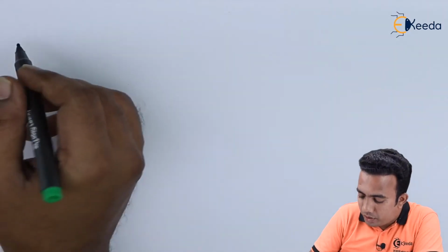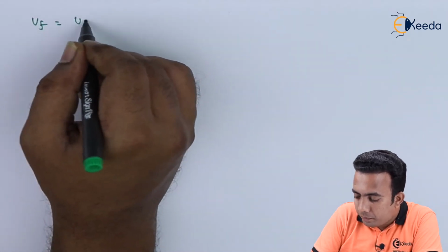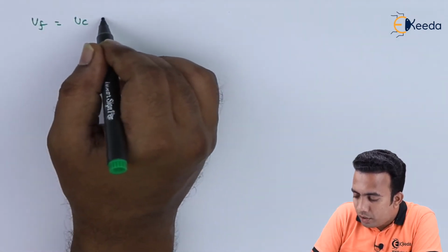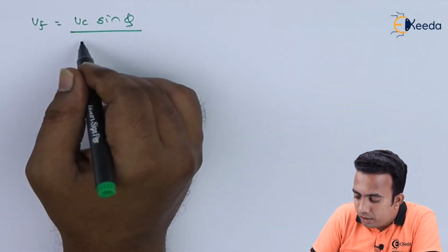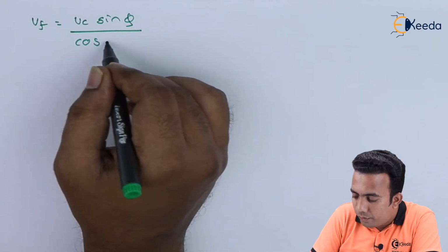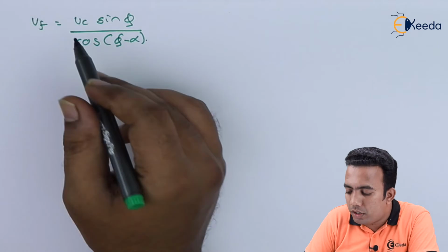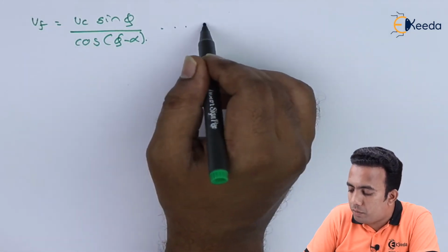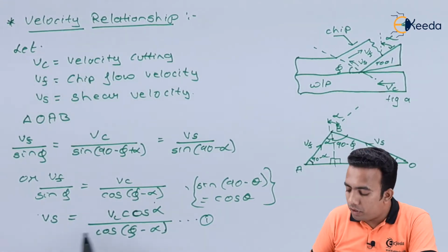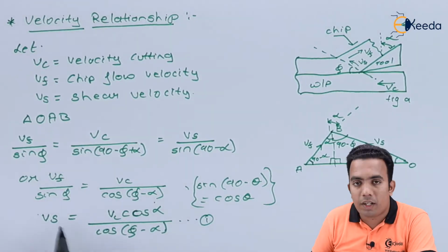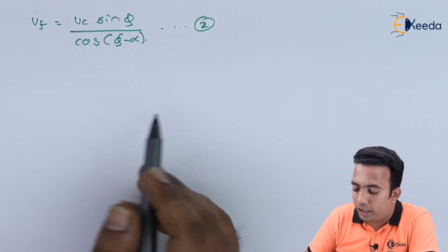Also we get the equation Vf is equal to Vc sine of phi divided by cos of phi minus alpha. So we have got the two equations. Suppose this is equation number 2. This is my equation number 1. So we have got the equation for Vs, that is shear velocity, and also the equation for Vf, that is flow velocity.